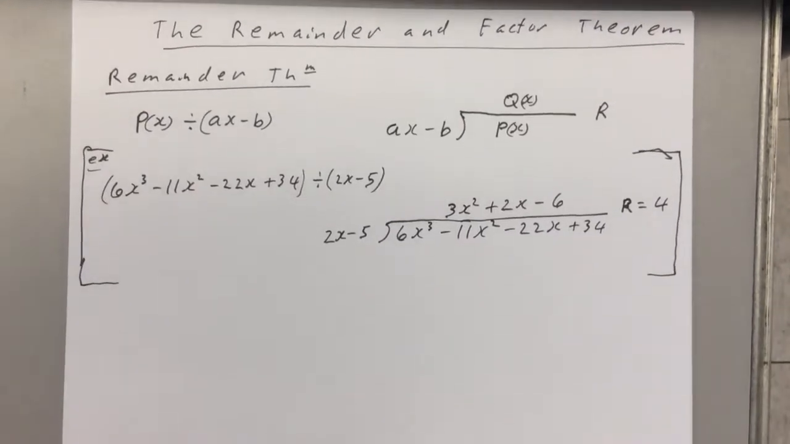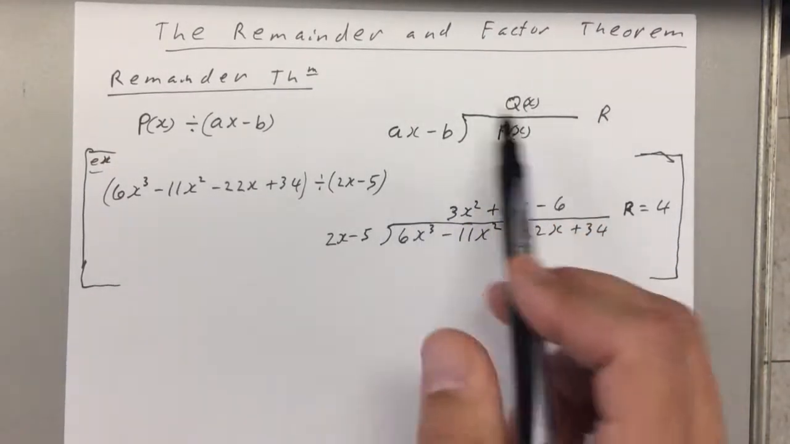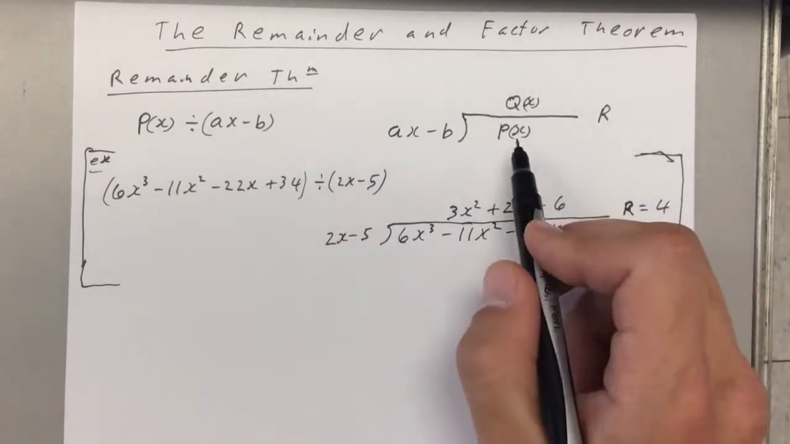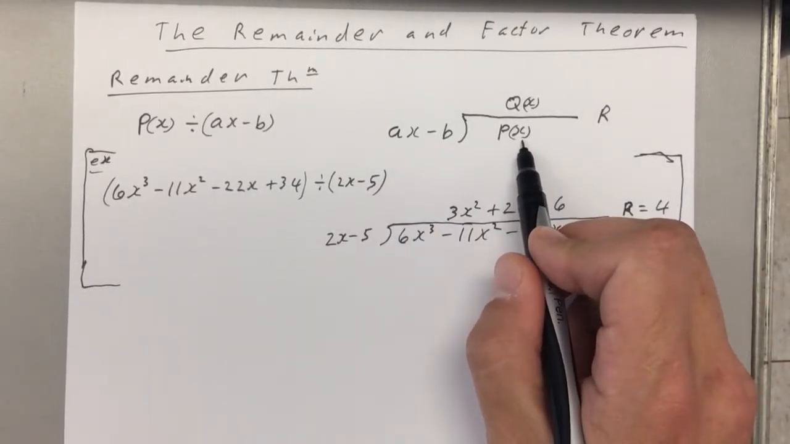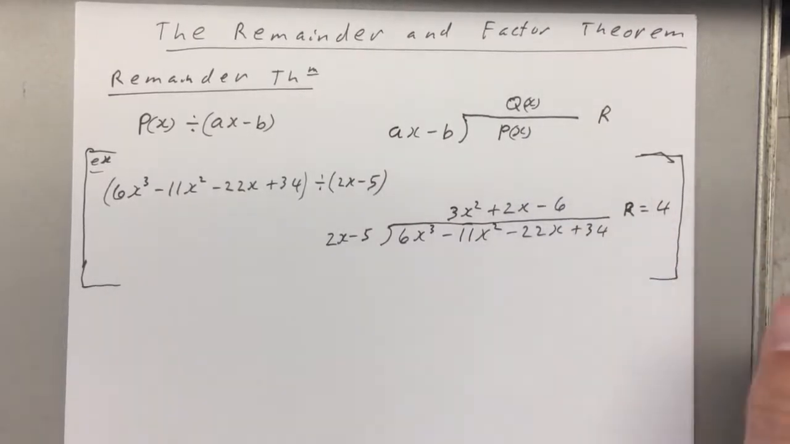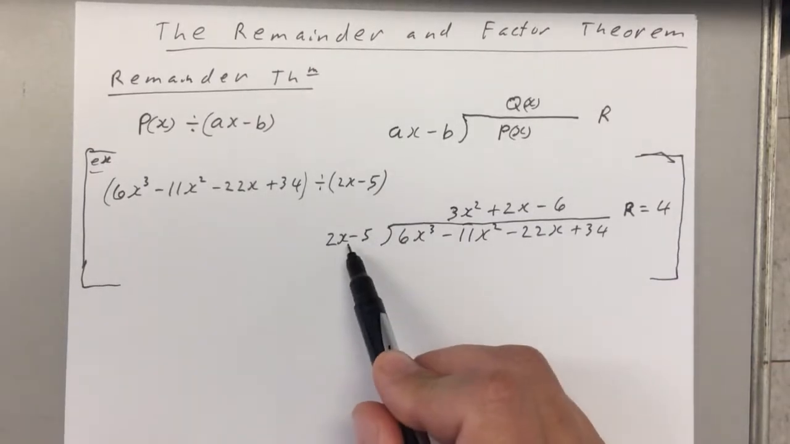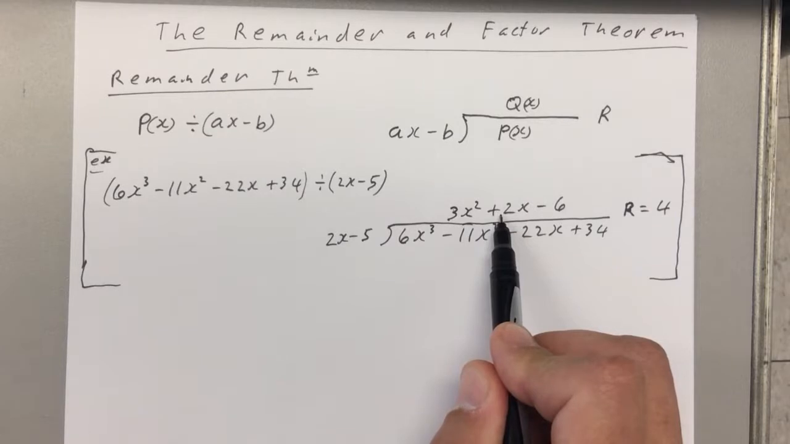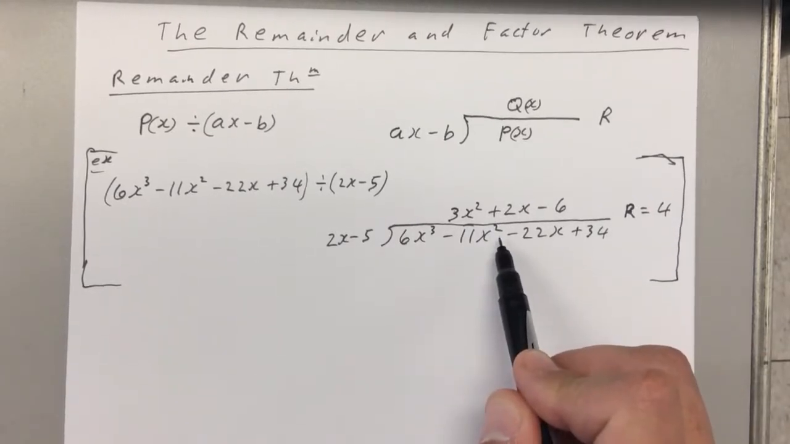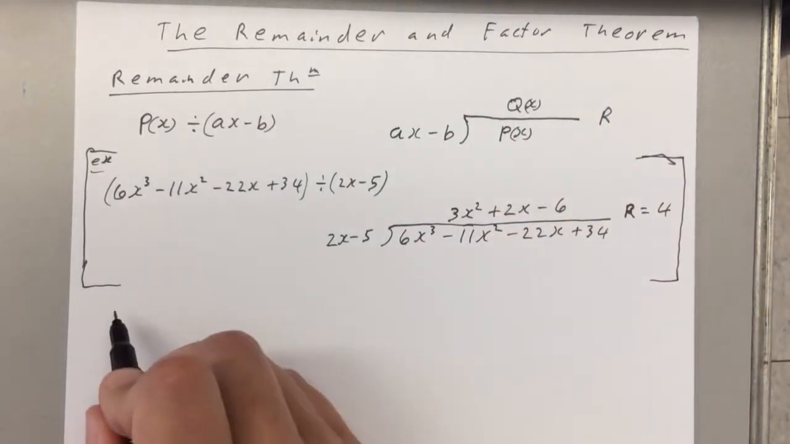Alright, so we're going to write the general form of a division statement for this. So we've got the divisor, which is ax minus b, the dividend, which is the polynomial p of x, the quotient, which is q of x, and the remainder r. When we look at this one, if we want to write the division statement, it's going to be 2x minus 5 times this quadratic plus the remainder equals this. So we've seen this before. So I'm just going to write it in general here.